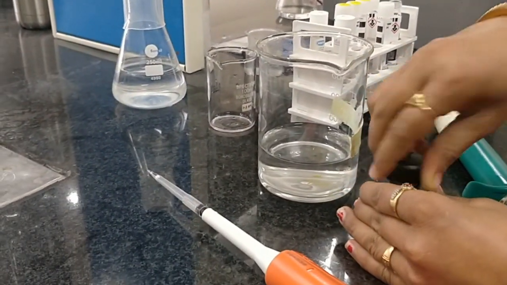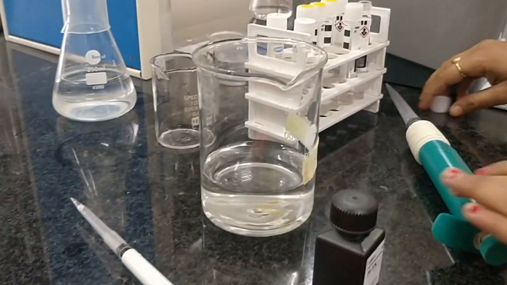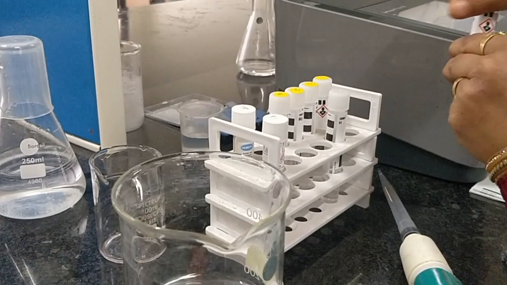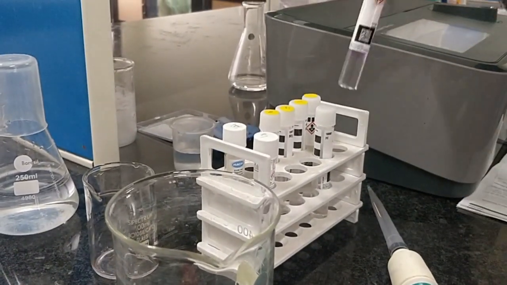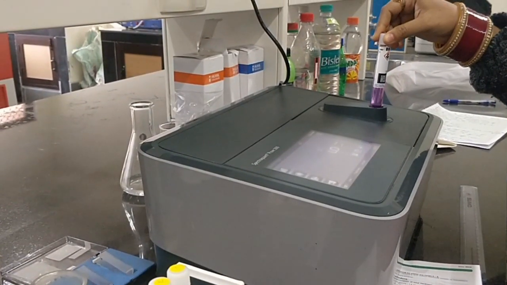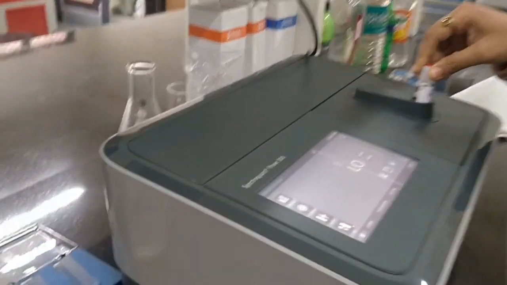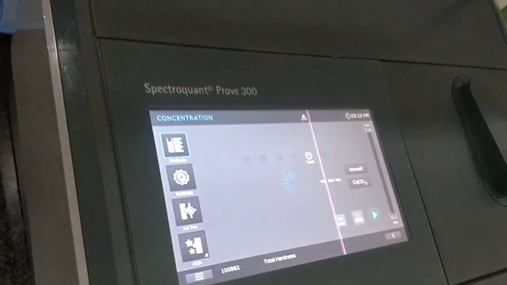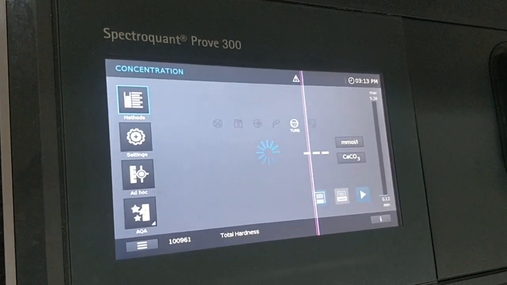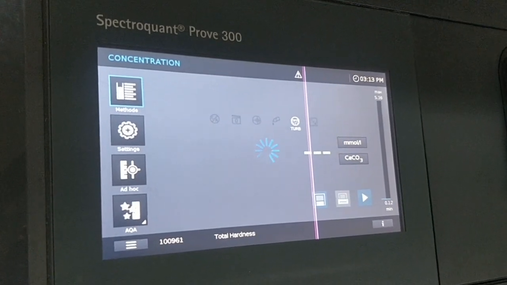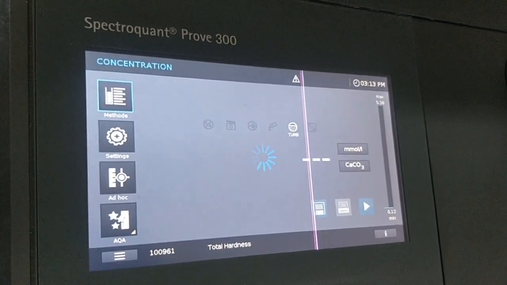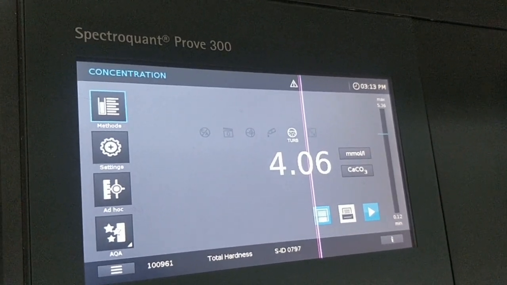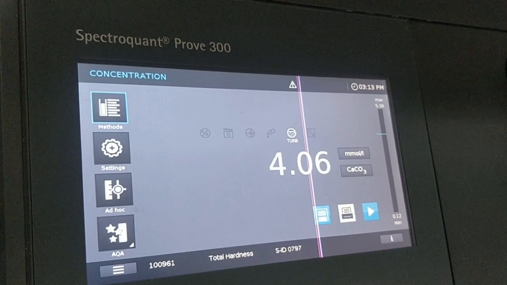Immediately close the bottles after use and keep it for a reaction time of 3 minutes. Now as 3 minutes have completed, we have to go for a measurement of the total hardness. Total hardness in this test is equal to 4.06 milligram per liter.